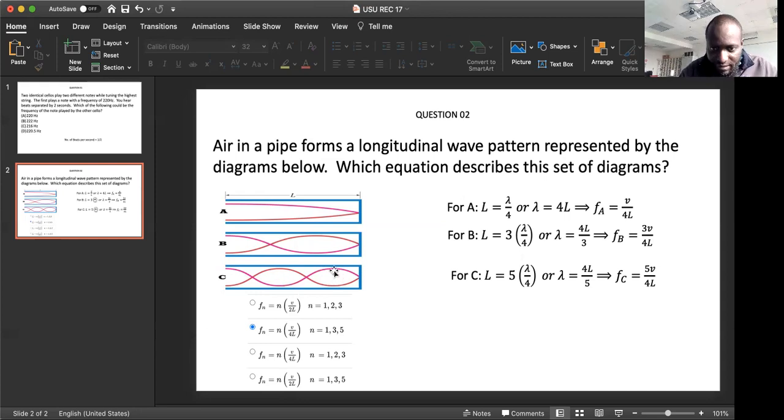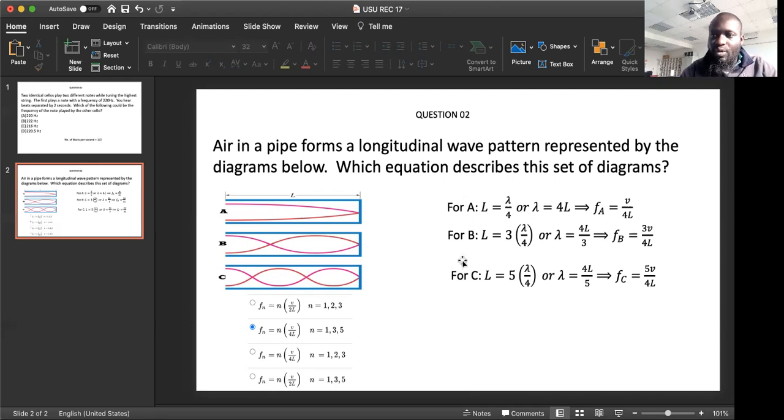If we do the same, this is 5 lambdas over 4 for the C. So you're going to have 5V over 4L. It means the frequency will keep increasing in odd whole numbers. So it's going to be 1, 3, 5 times V over 4L. That's why the correct answer is this one. It's just a general standard case.